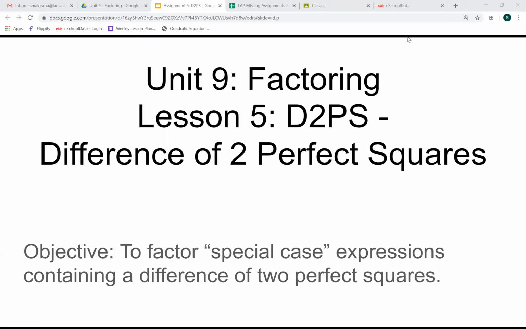This is the last factoring method that we need to talk about, and it's a special case that we call D2PS, which stands for the difference of two perfect squares. So that's our goal for today, to be able to factor this special case expression when we see that we have something that contains a difference of two perfect squares.